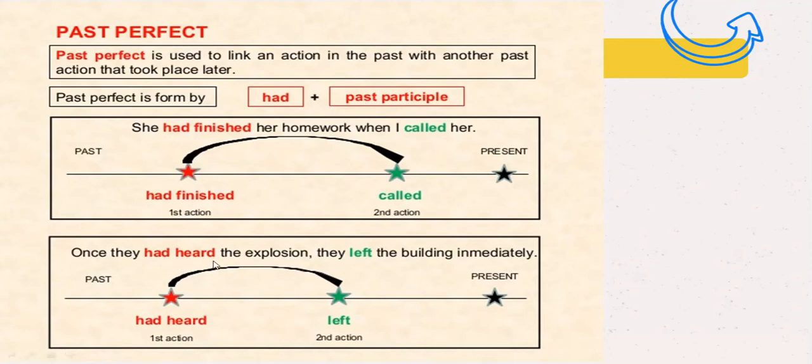Once they had heard the explosion, they left the building immediately. So first they heard an explosion, and after the explosion, they left the building. Both actions happening in the past. Only that the first action that happened, first they heard the explosion, and the second action after they heard was that they left the building. So we can talk about consequences, okay? We have an action and that action has a consequence, okay? And that is what happens after that. But remember, both actions are from the past.